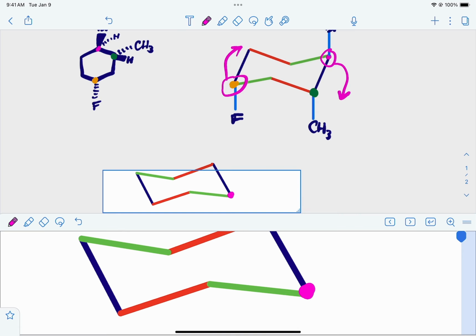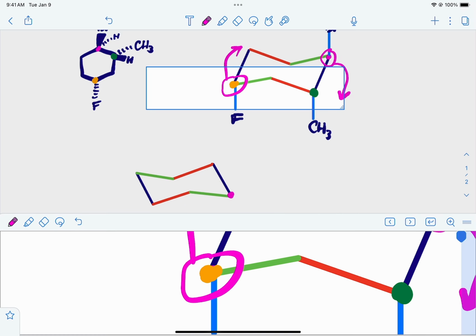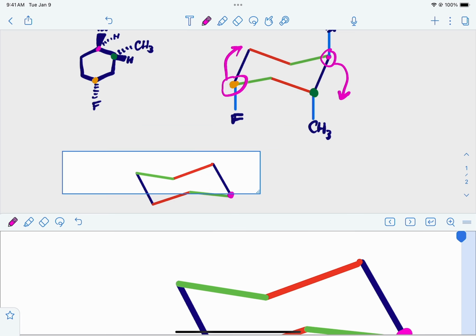Okay. When you flip the chair, that's where the atoms end up. So now it's easy. We just go around the ring in the same pattern, right? We went clockwise around the ring. Also, by the way, this orange dot was down at the bottom left, and when we pulled it up, you can see it's going to end up here.